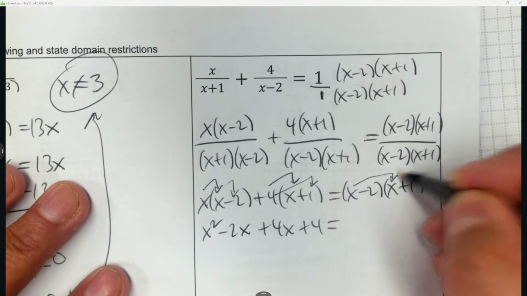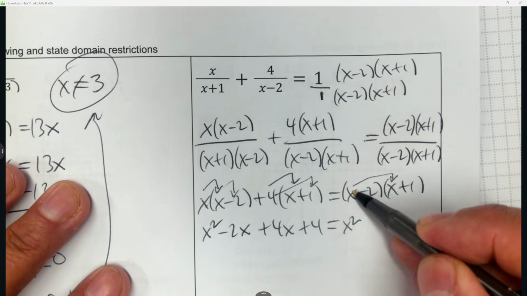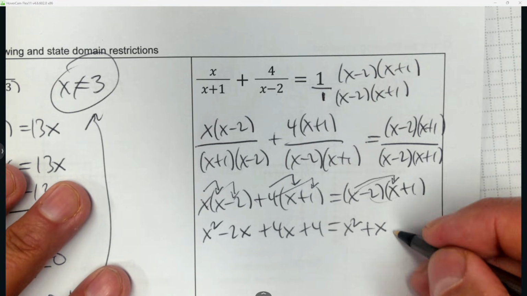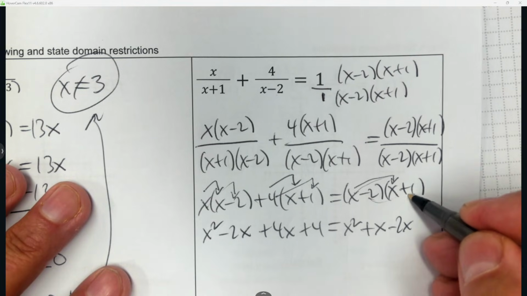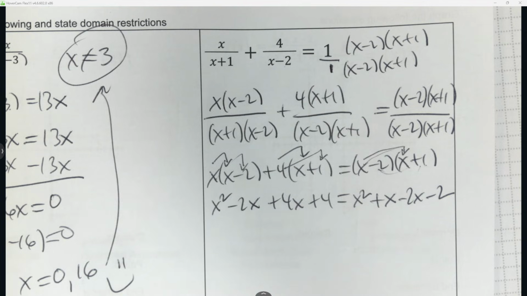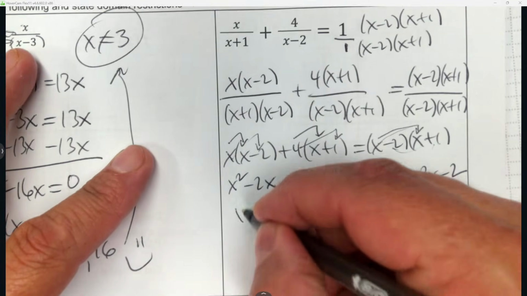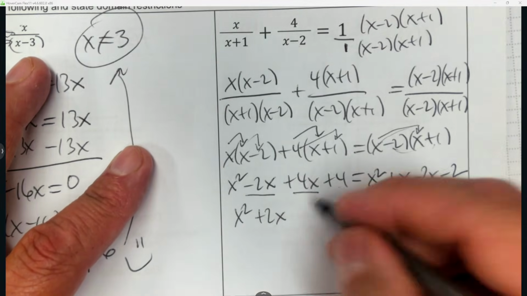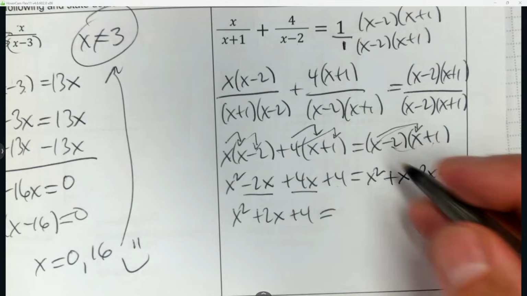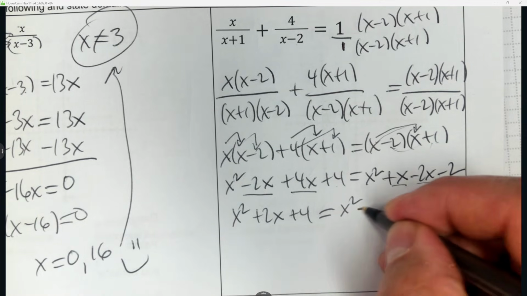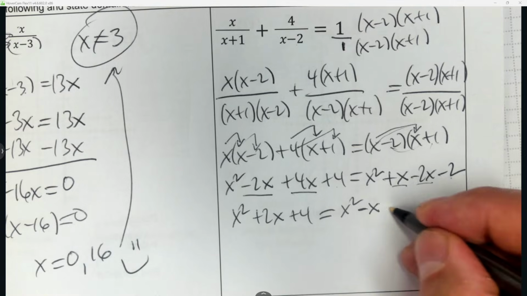So first times first, that's x squared. First times outer, that's 1x. Inner, that's negative 2x. And then last times last, which is negative 2. Now we're going to bring all the family members together. So we have x squared. Negative 2x plus 4x is plus 2x plus 4. On the other side, we have x squared. We have 1x take away 2x, which is negative 1x minus 2.